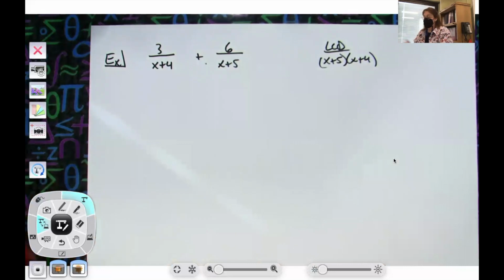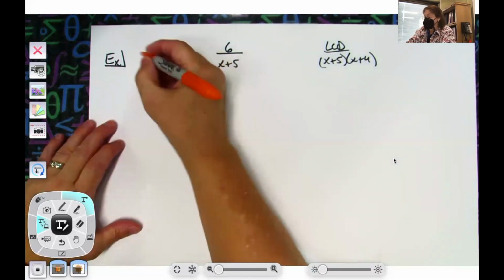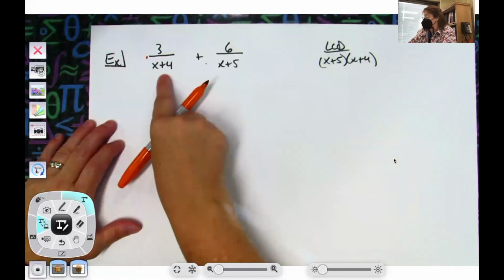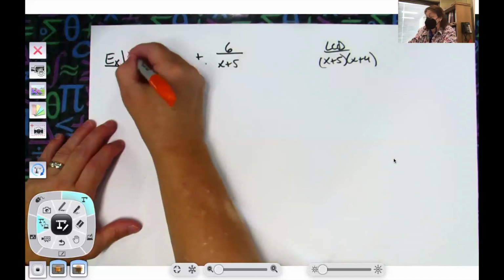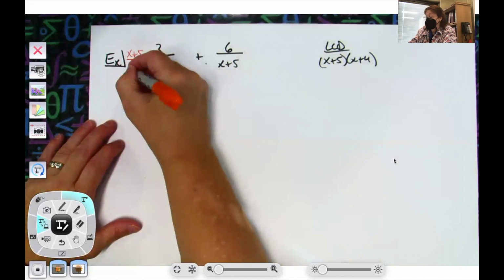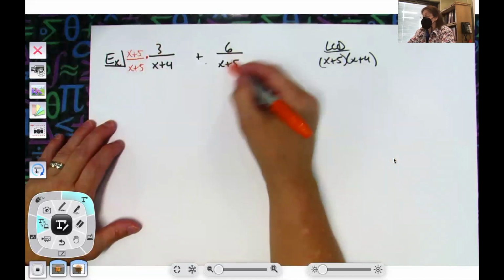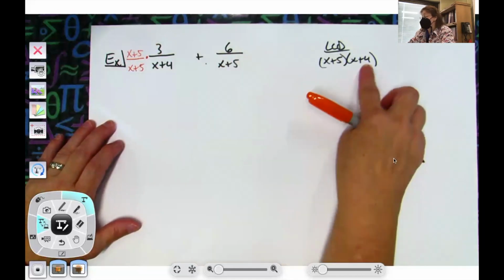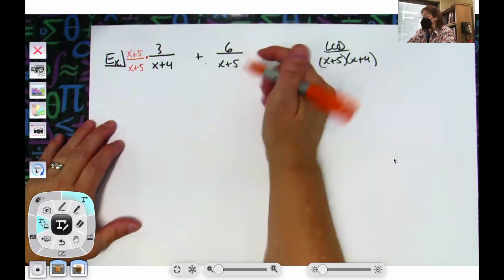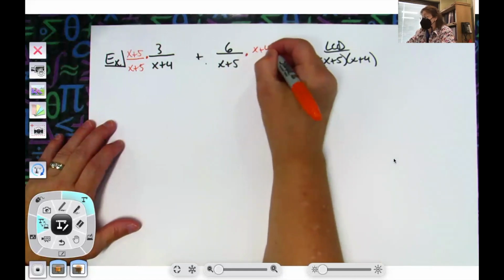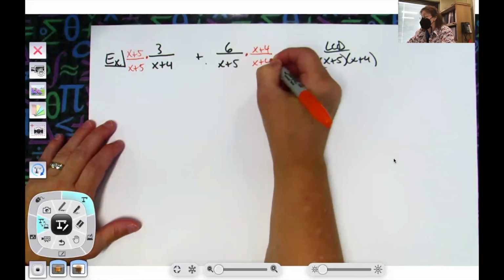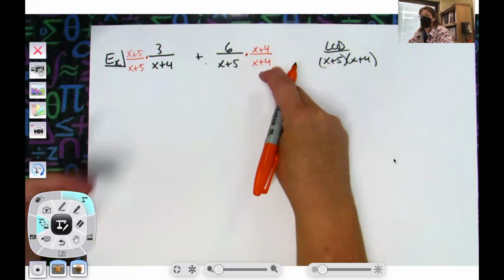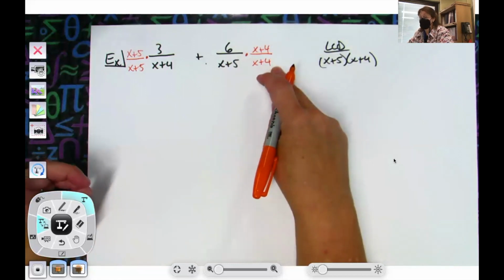I'm going to do it right on that problem. This one is going to get multiplied by, what's missing? The x plus 5. So x plus 5 over x plus 5. This fraction is going to be multiplied by what it's missing in the denominator, which is the x plus 4. So x plus 4 over x plus 4. I'm choosing to multiply by the same thing over itself because that's multiplying by 1. I'm not changing the problem.